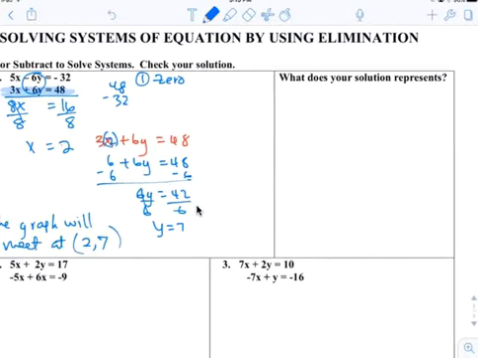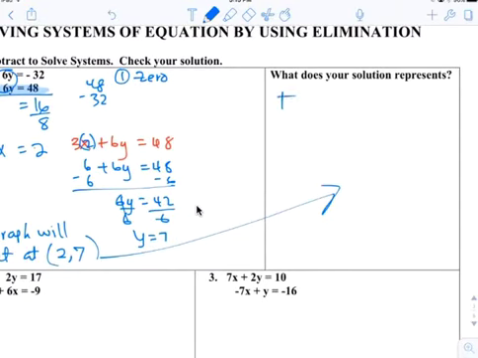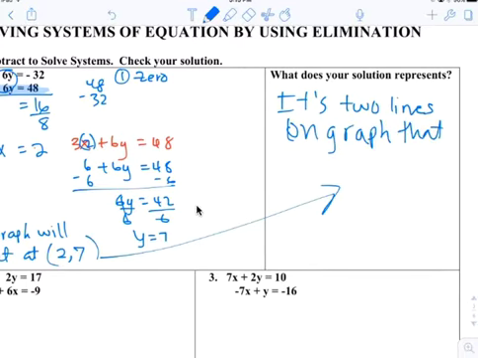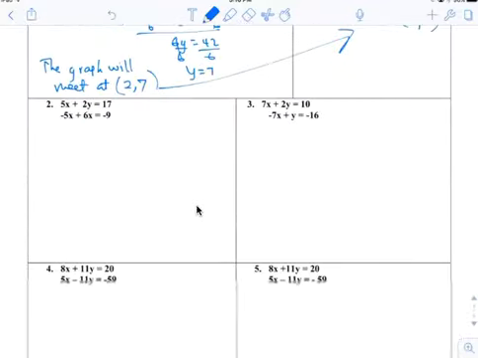What does your solution represent? Aha, that's the answer. It's two lines on a graph that meet at 2, 7. That's what it means.